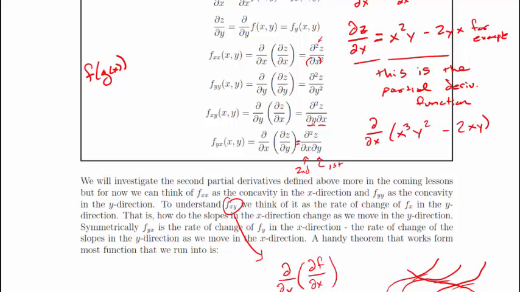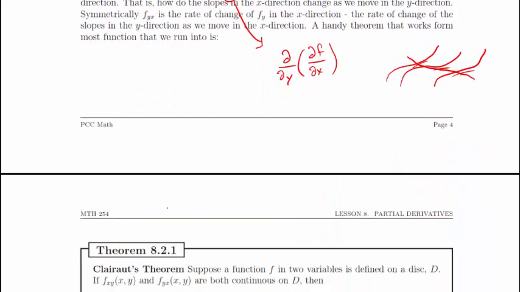So symmetrically, f sub yx is the rate of change of f sub y in the x direction, the rate of change of the slopes in the y direction as we move in the x direction. That's a mouthful. So what we're saying is we have the slopes in the y direction, and if we move then in the x direction, how do the slopes change? Okay, we have a handy theorem for this.